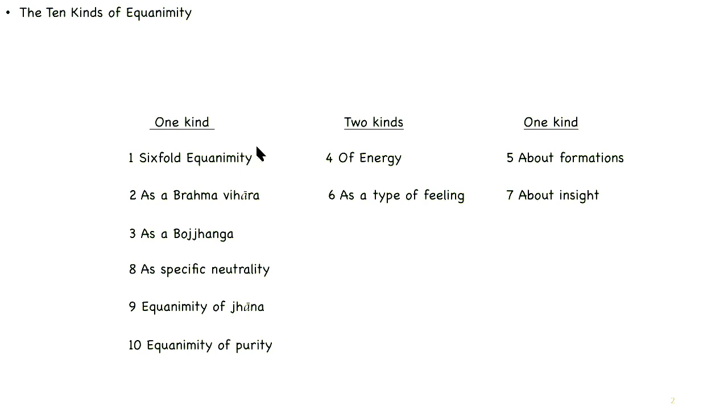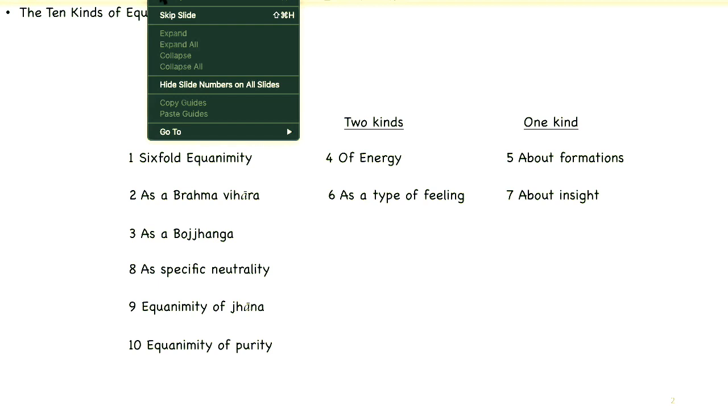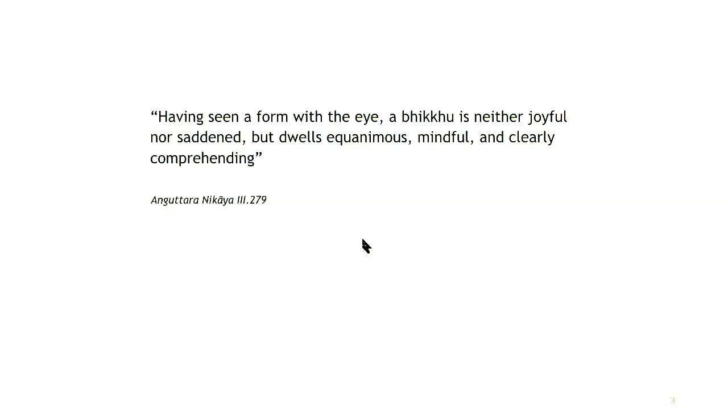Holding equanimity in relation to all those. So let's have a look at the example that's given to us to illustrate this. It comes from the Anguttara Nikaya: "Having seen a form with the eye, a bhikkhu is neither joyful nor saddened, but dwells equanimous, mindful, and clearly comprehending."